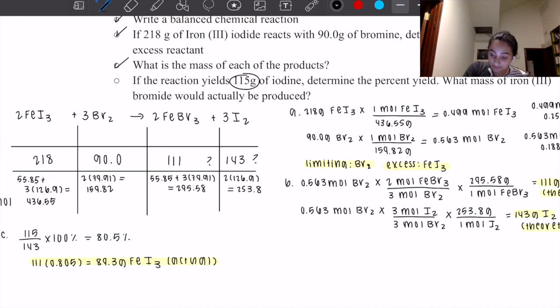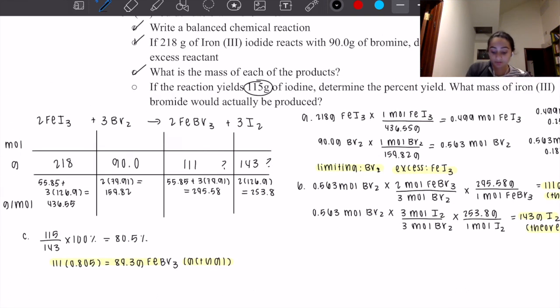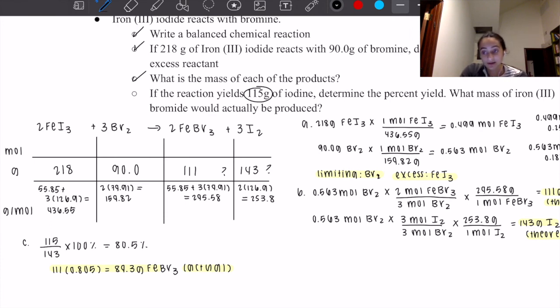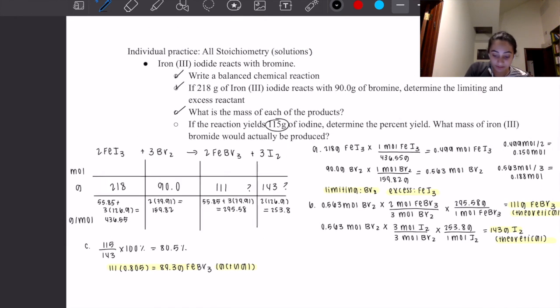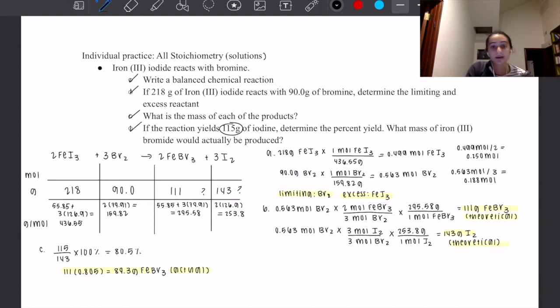And then it is asking for what mass of iron 3 bromide would actually be produced. So I'm going to multiply the theoretical mass of iron 3 bromide by the percent yield, and then I'm going to get that 89.3 grams of iron 3 bromide would actually be produced. So that encompasses pretty much all of the stoichiometry concepts I've explained.